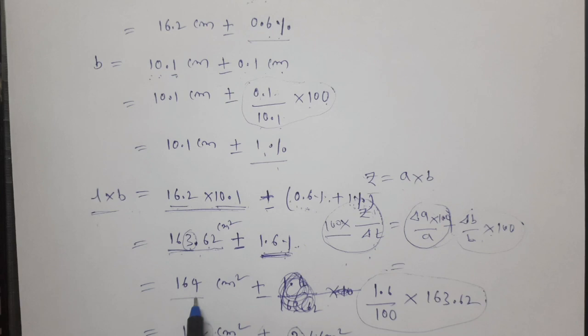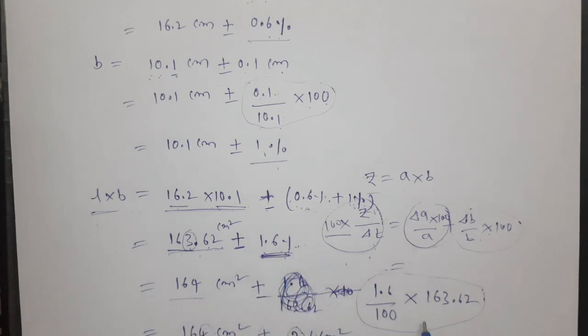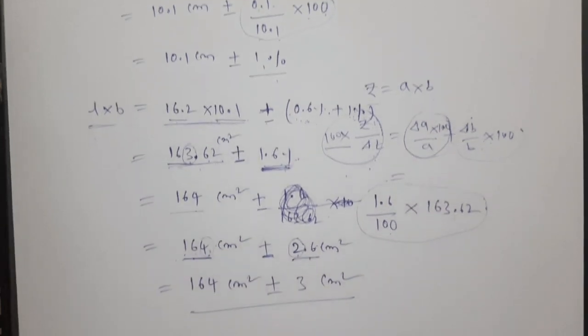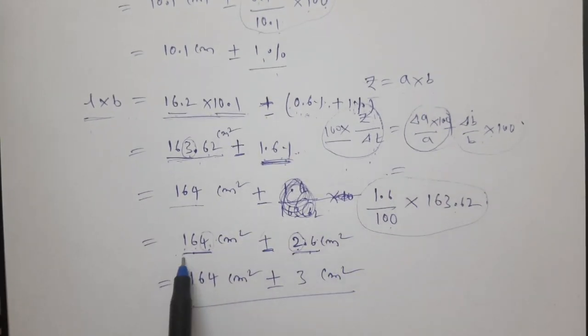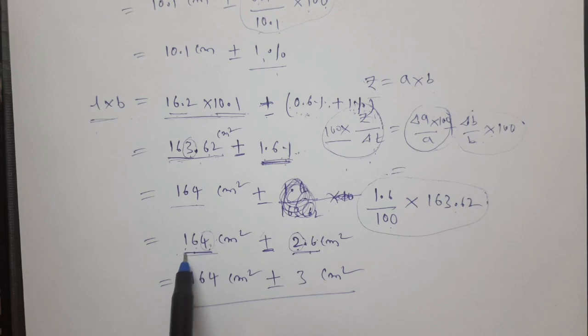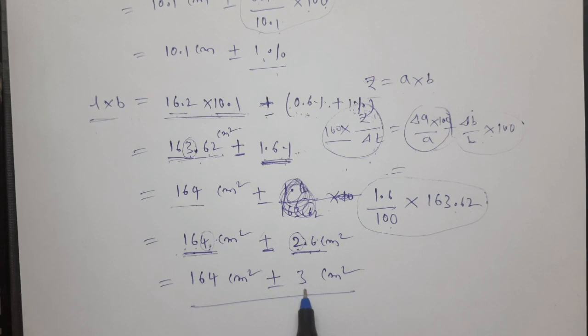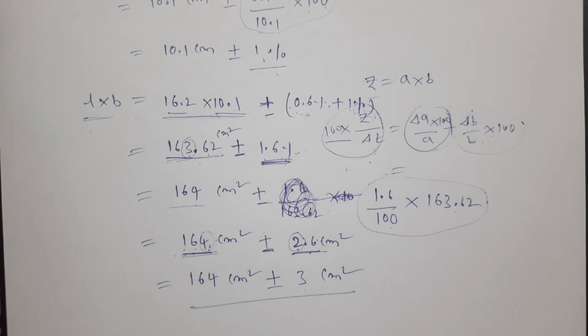Now we are converting this 1.6 percentage to the normal area, that is centimeter square. Then what do we do? 1.6 by 100 into the actual value, 163.62. So finally we are getting this value, 2.6 and 164. But see here, 164, are we getting any 0.0 or 0.1 here? No. That means here there should not be any point now. That's why we are converting this one to one significant figure. So when you convert this to one significant figure, we get 3 centimeter square. So this is the way we do arithmetic operations with uncertainty.